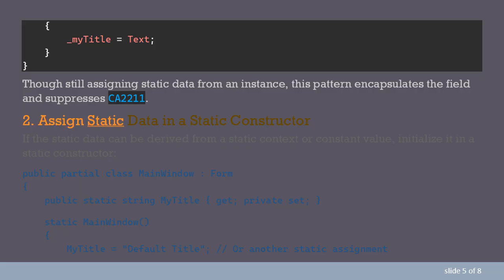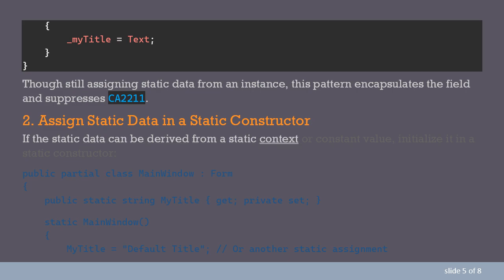2. Assign static data in a static constructor. If the static data can be derived from a static context or constant value, initialize it in a static constructor.